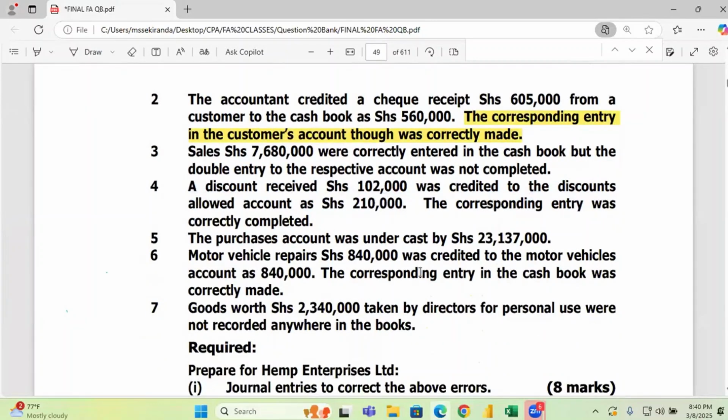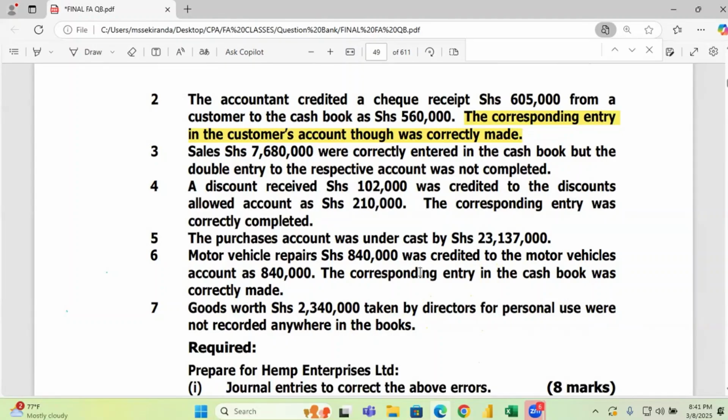A discount received of 102 was credited to the discount allowed account as 210. The corresponding entry was correctly completed. Okay? Discount received of 102 was credited to the discount allowed account as 210. So what was the error that was committed here? Instead of debiting the discount allowed account, it was credited instead. No, that is not the error. You've not read very well. That is not the error.